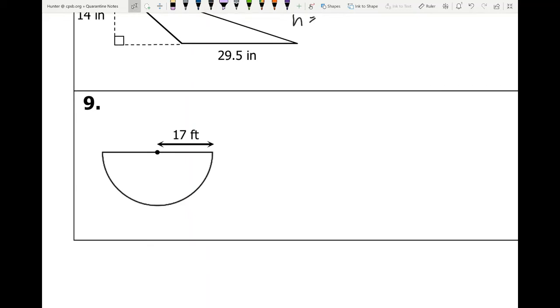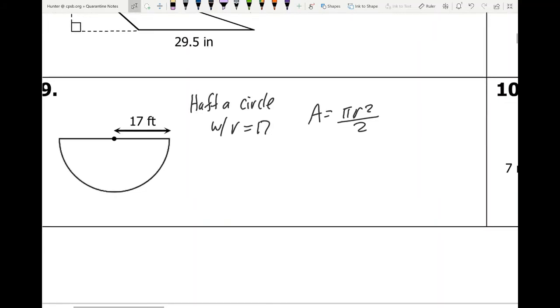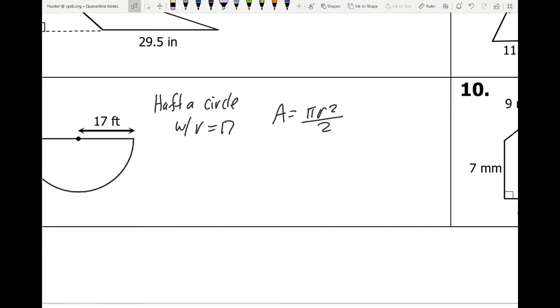Now, this is a half a circle with radius equaling 17. So my formula, I'll give you the formula and I'll set it up and you can go ahead and find the answer. Area for half a circle is just pi r squared, and then you're going to half that. So it's just that divided by 2. From there, we can plug in and find our area.